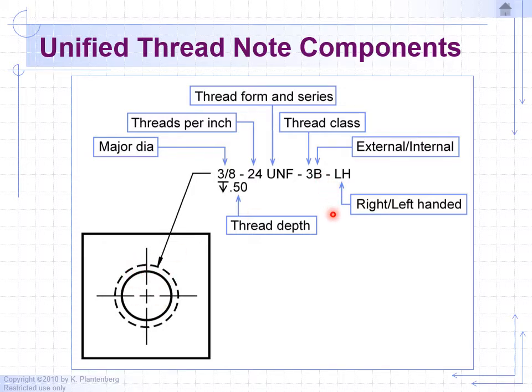And finally, we have to state what direction the thread's going, right-handed or left-handed. Right-handed is more common. In this case, we're going with left-handed threads. And finally, we have the depth of the thread. So here it's telling us the thread has a depth of 1/2 inch.